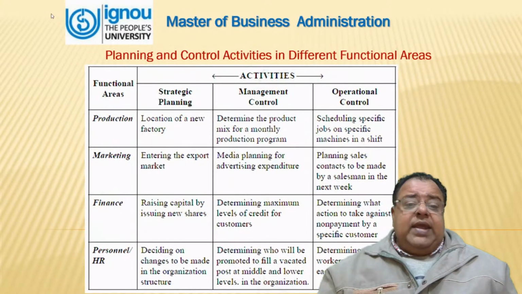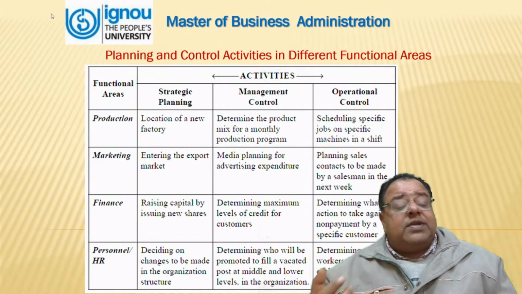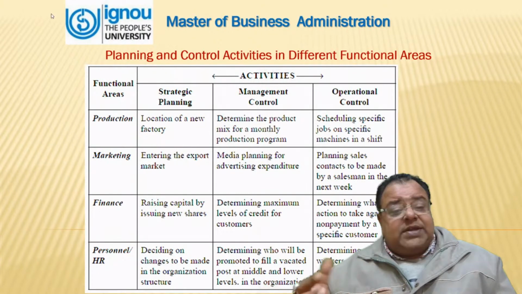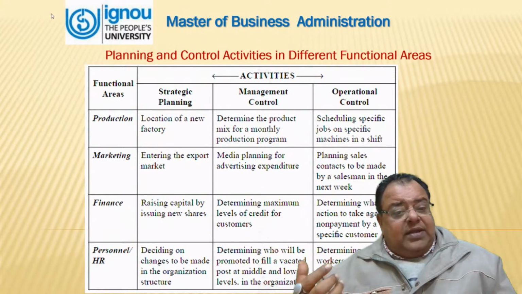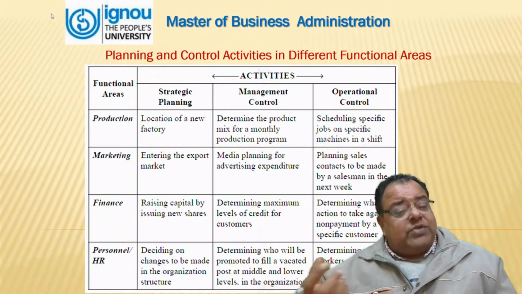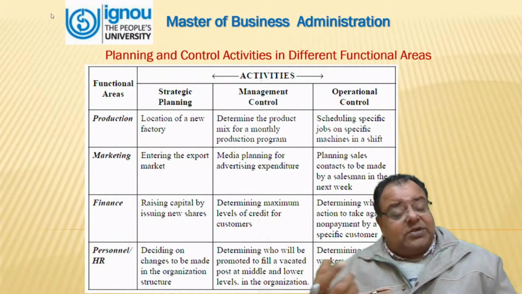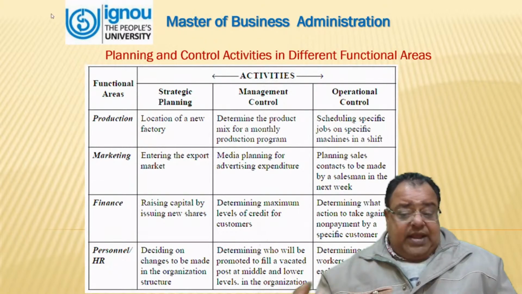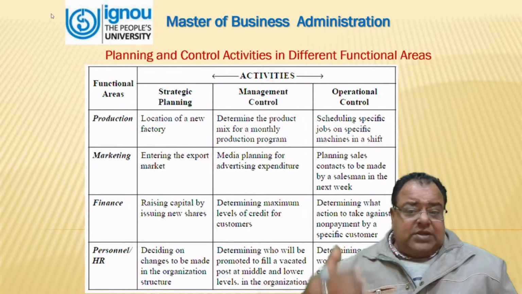Planning and control activities in different functional areas. We can see over here the program. For operational control, it is scheduling specific jobs on specific machines in a shift. If we talk about finance, strategic planning is related to raising capital by issuing new shares. Management control is determining the maximum level of credit for customers. And operational control is determining what action has to be taken against non-payment by a specific customer. So this is how activities are planned.